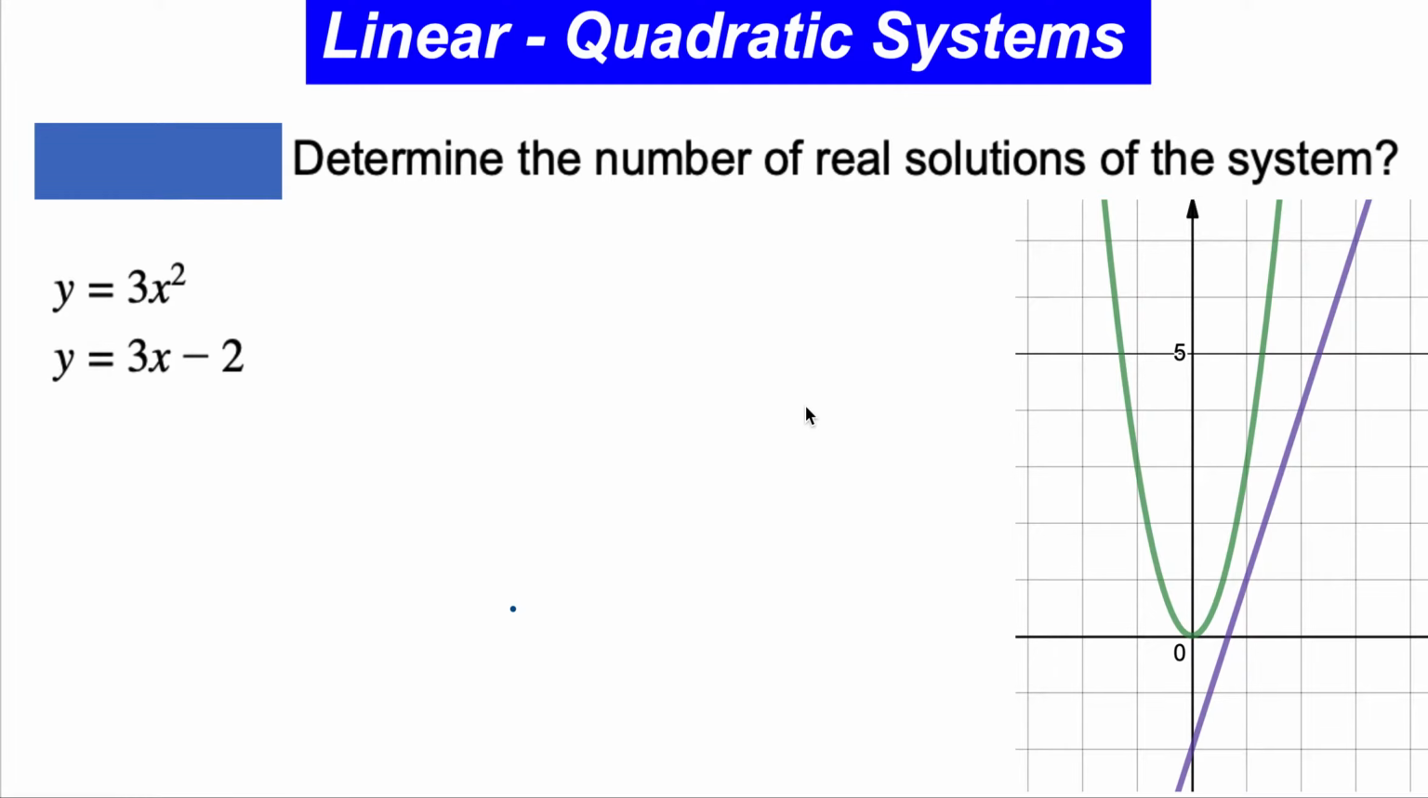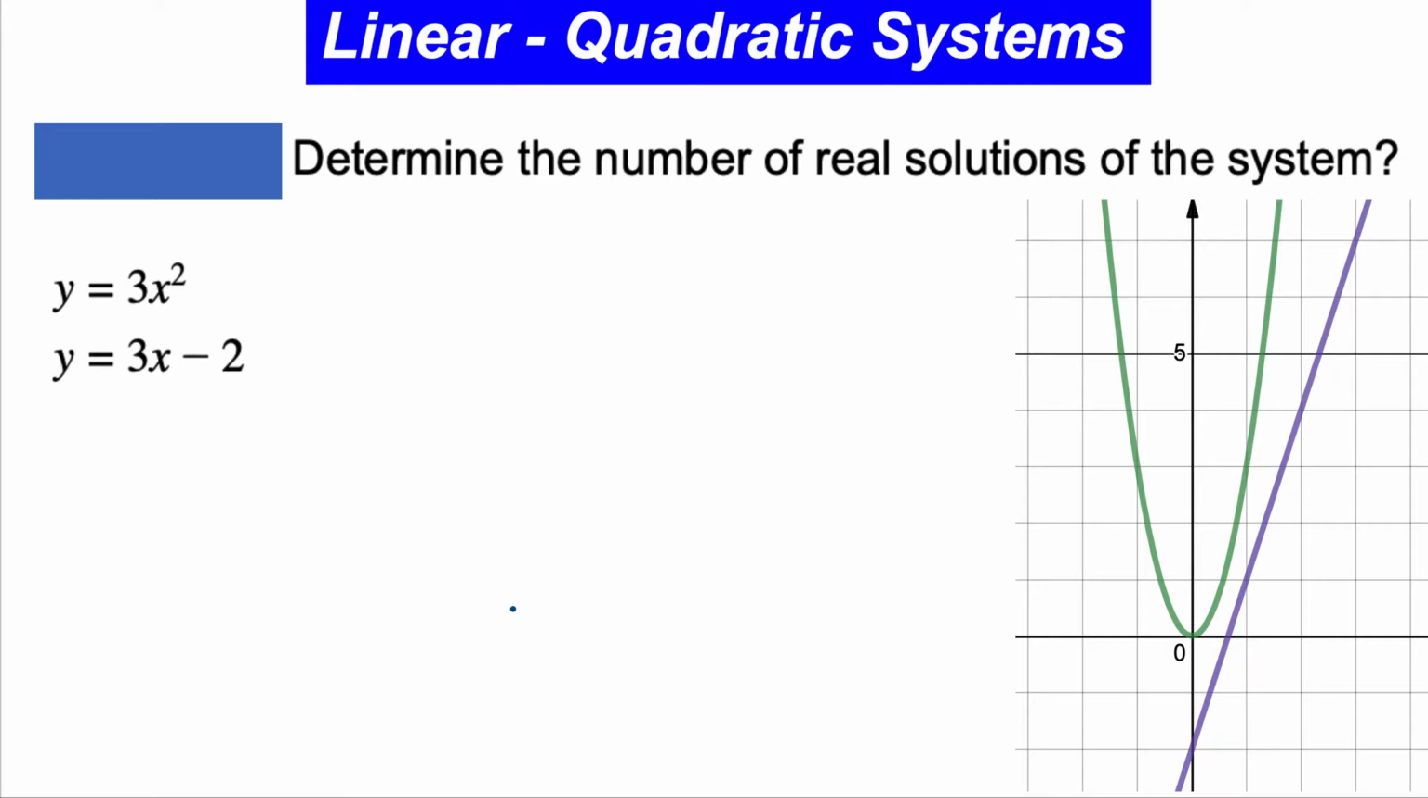Determine the number of real solutions of the system. So we have two equations, a quadratic equation and a linear equation, and we want to find the solution of this system. If we plug it in Desmos, we get this graph of the functions. As we see here, those two functions do not have any intersection with each other. Therefore, they do not have any solution, because they are not intersecting with each other.